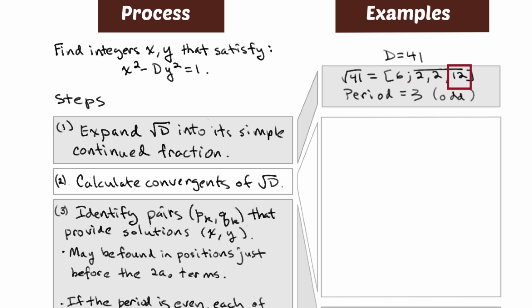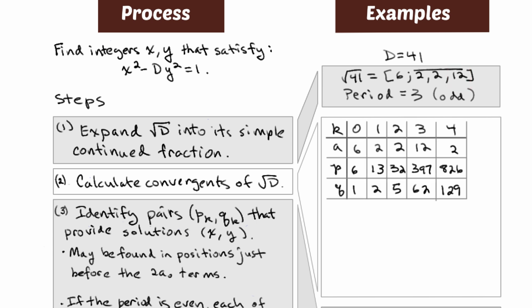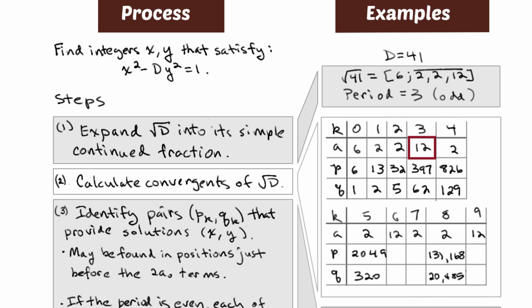There are 1, 2, 3 terms in the repeating part, so the period is 3, which is odd. Here is a table with a set of convergents. There's just one 2 times a0 term so far, but here's another set of convergents. There's a couple more 2 times a0 terms. A few cells were left blank to save a little space. We won't need those convergents anyway.